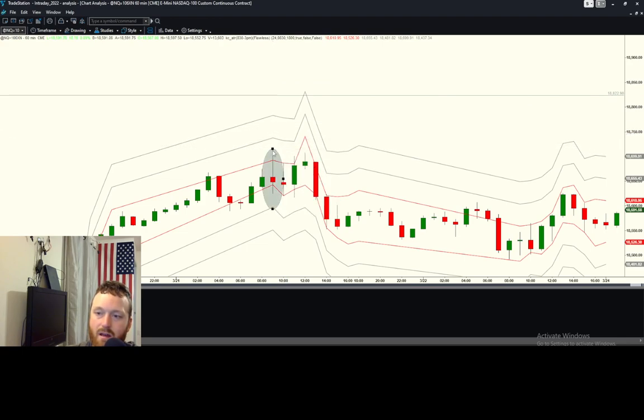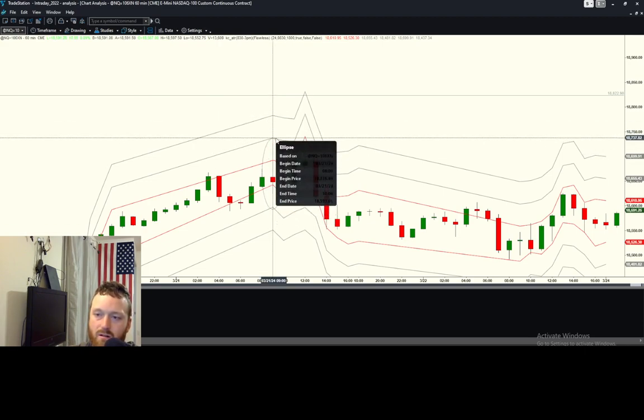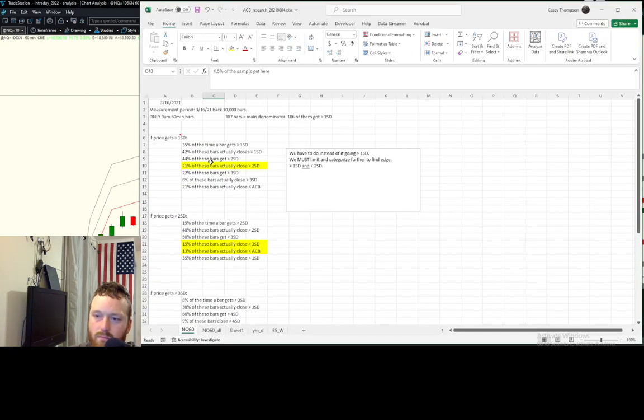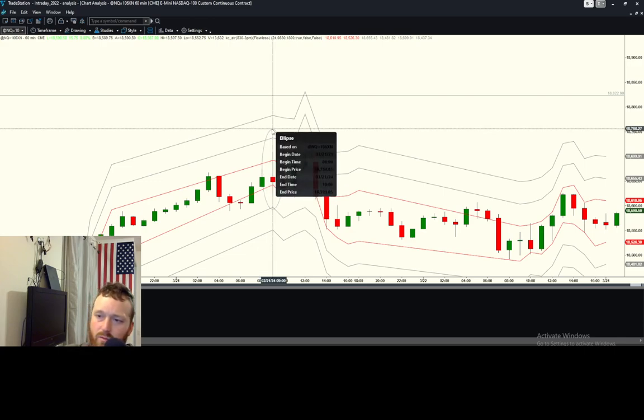Whether the candle's this way or like this, it's 50% likely to go up to a 3 or close under. What are the odds that it'll close under one standard deviation? 58% of the time. So 6 out of 10 that it closes underneath. It's not quite 50-50, but pretty close. But 40% likely to go to 2.